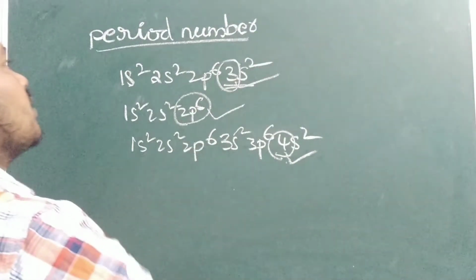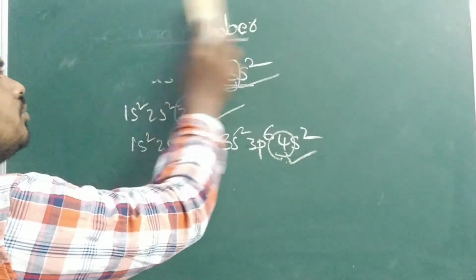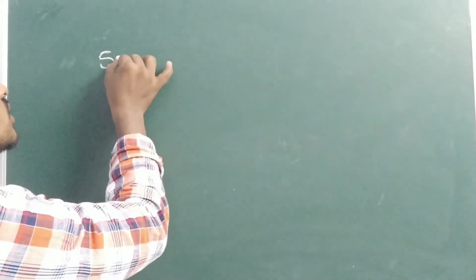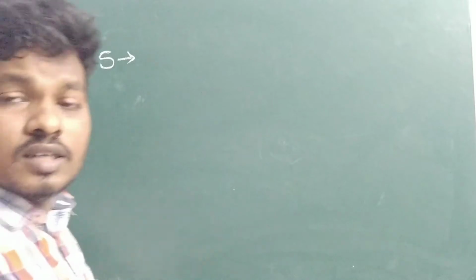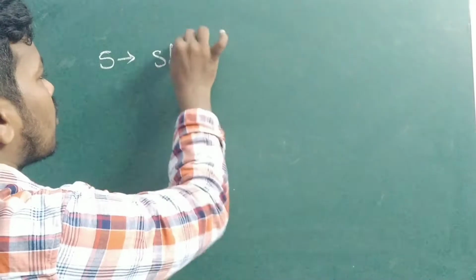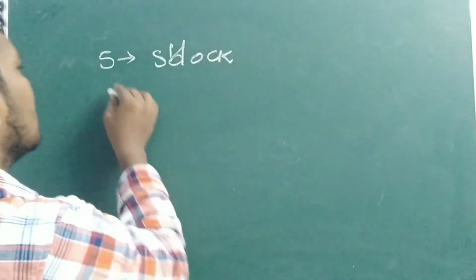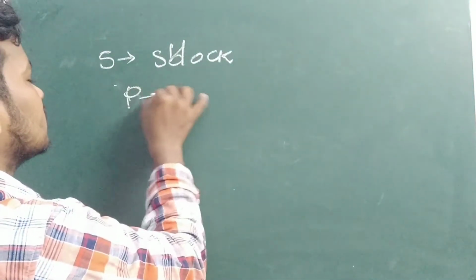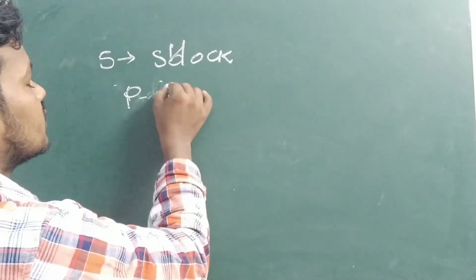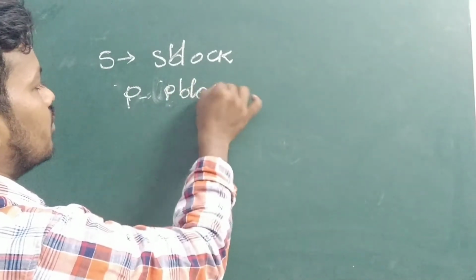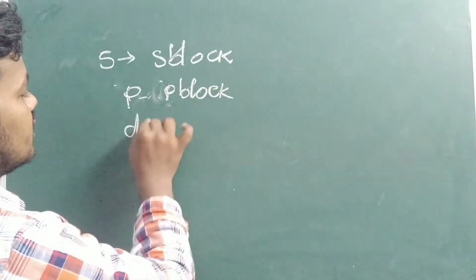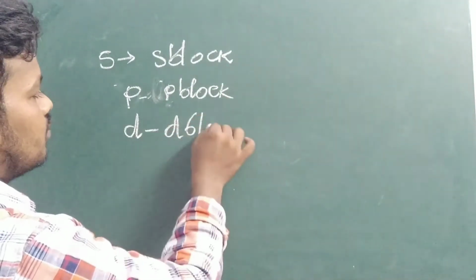This is common for all elements. What about the block? The block is also common. After writing the electronic configuration, if the last electron enters the S subshell, that is called an S block element. If the last electron enters the P subshell, that is called a P block element. If the last electron enters the D subshell, that is called a D block element.